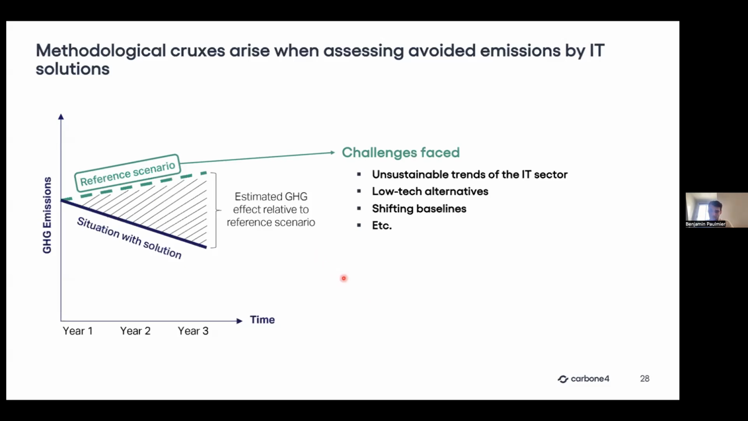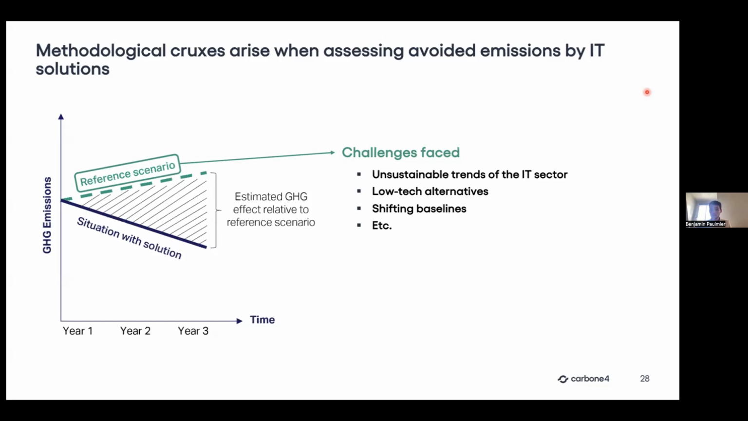So when looking at the reference scenario, we can, for example, have some unsustainable trends of the IT sector. This is mainly, as Zenon said in the introduction, that the emissions of the sector are growing fast. And so it might not always be very clever to claim avoided emissions in such a context. We may be in front of some low-tech alternatives sometimes when assessing a solution. So let's say a high-tech solution may be more efficient than another high-tech one on the market and avoid emissions in relationship to its competitors. But what if there's a low-tech alternative without any connected aspects or embedded electronics that may also answer the same need? Is that the new reference scenario?